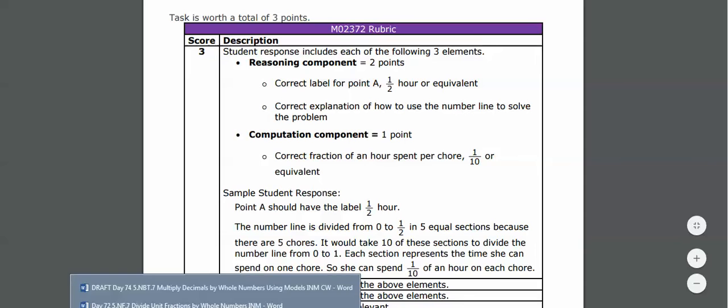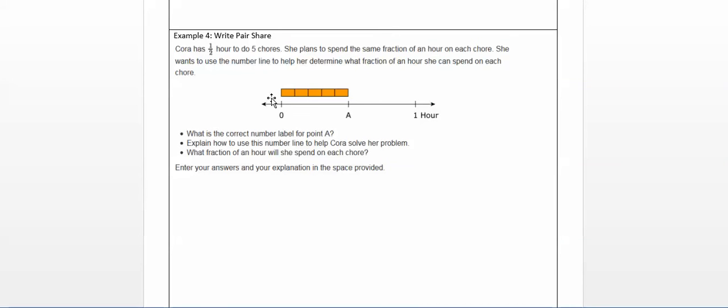What I would want from students is to look at this and say, well, from 0 to A is 1/2, and she can do 5 chores in that time. So if I recreated this model, I could see that she could do 10 chores in 1 hour. If I want to know how long it's going to take her to do one of them, it's 1/10 of the whole hour because each one of these sections represents one chore.